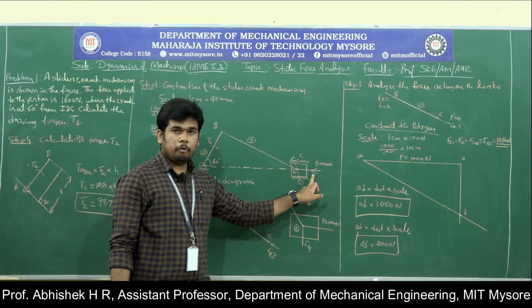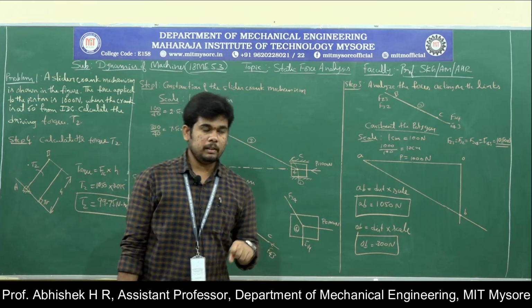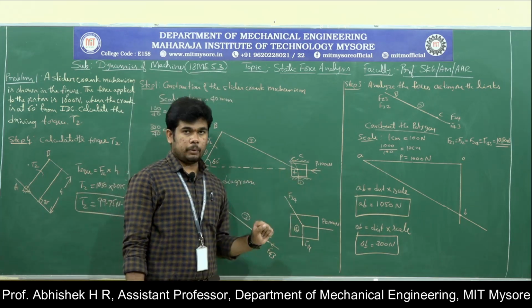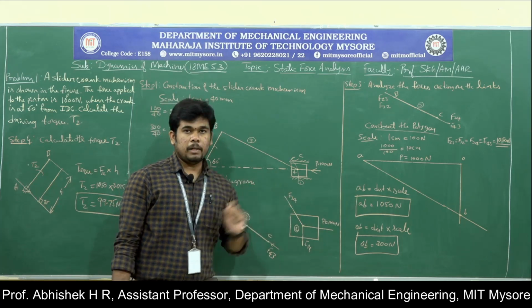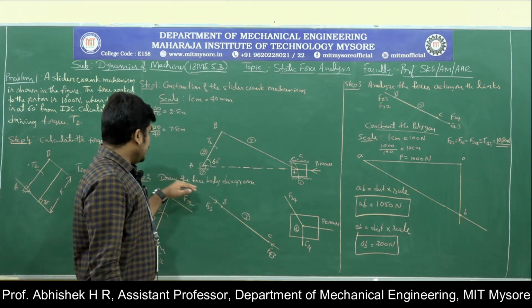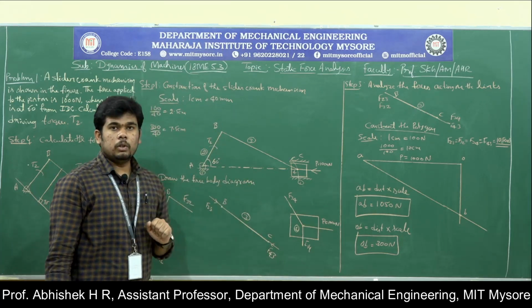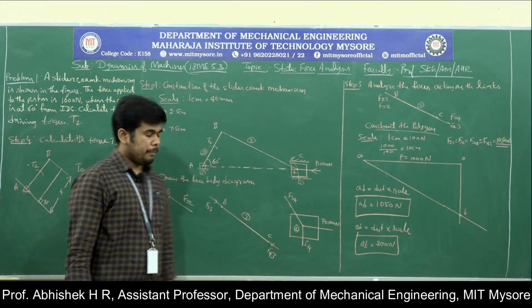Now on the link 4 you have one more force, that is the load acting on the piston, that is P equal to 1000 Newton. Show that force also, so that will complete your slider crank mechanism construction. In the second step we need to draw the free body diagram of the slider crank mechanism.